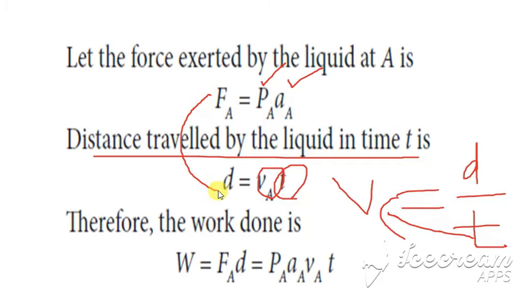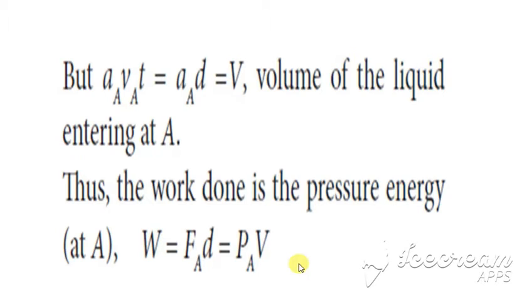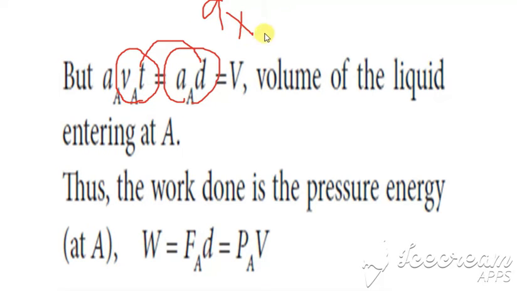Next, force into distance can be written as work done. So work done is equal to FA into D. Multiplying these two terms, we get PA, AA, VA into T. So we have found the value of the work done here. Velocity into time taken is distance, and area into distance is volume. So we write this as volume, and we get the value as PA into V.